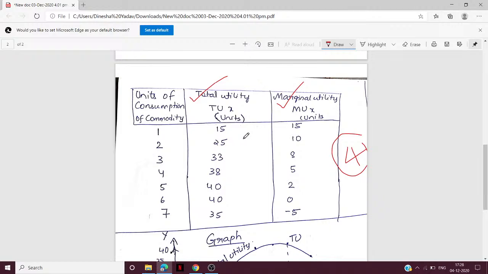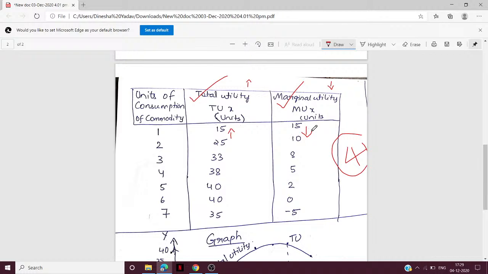So here the total utility if increases, marginal utility will decrease according to the statement. So we are following the same. If, for example, first unit of consumption of commodity, the total utility is 15, then the marginal utility will also be 15 for first case. When the second consumption of commodity increases, here the consumption is increasing. As the consumption is increasing, you can see here the marginal utility is decreasing.